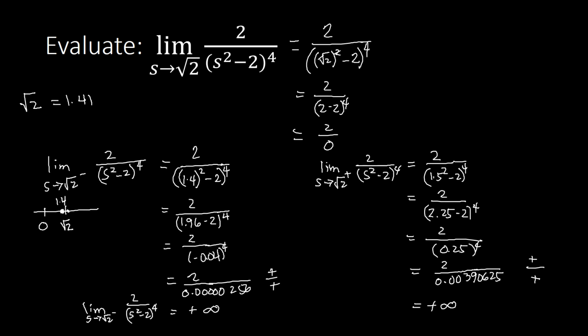Now, since our limit from the left side and right side are the same, so automatically once we say limit of our 2 over s squared minus 2 raised to the power of 4 as your s approaches square root of 2, that will be a positive infinity.